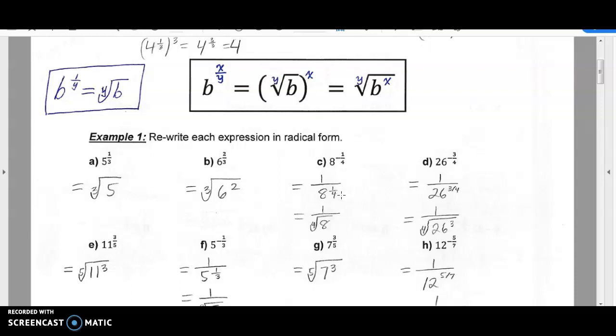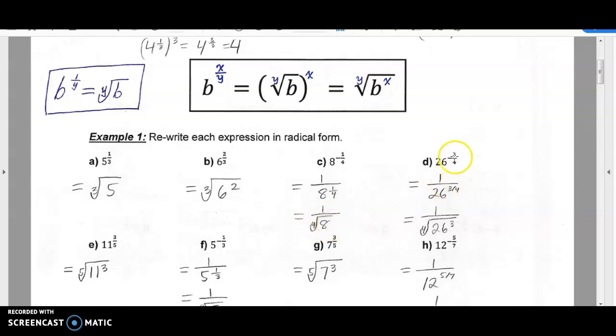Now we can take this and express it as a radical. We know from today's rule that the 1 in the numerator stays as the exponent, and the 4 becomes the root. So this can be written as 1 over the 4th root of 8.